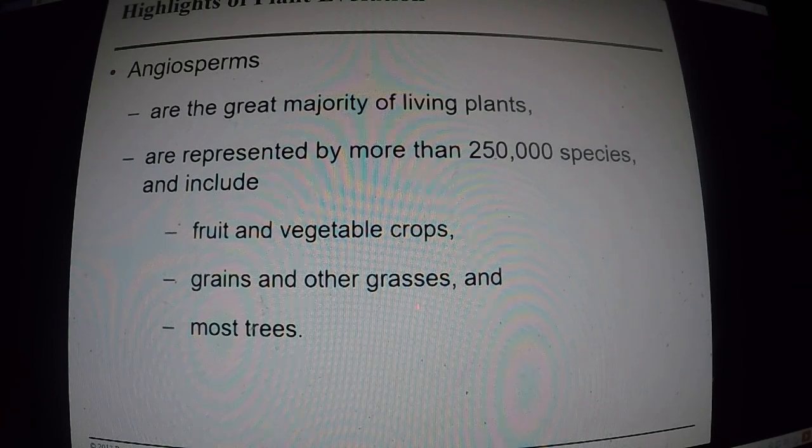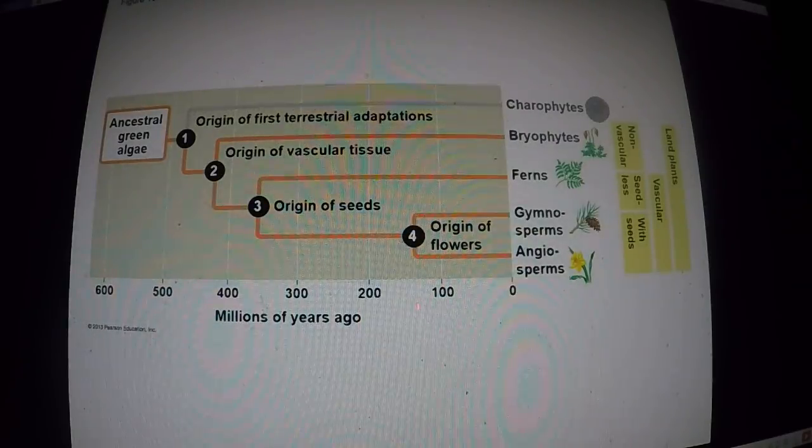Angiosperms are the great majority of living plants. Obviously, this was the way to go. Fruit and vegetable crops, grains and other grasses, most trees. 250,000 species of angiosperms are out there, which is more than all the other groups put together. So your origin, the first terrestrial adaptation, then you had bryophytes, vascular tissue, origin of seeds, origin of flowers. So there's your steps up to the angiosperms and how many millions of years ago it was. I mean, the only thing that wasn't around when the Permian extinction occurred was the flowering plants.